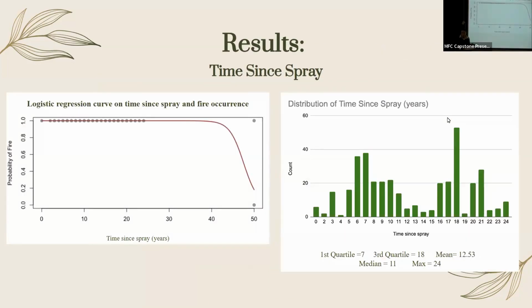I also did a logistic regression on time since spray to see if the amount of years since spray treatment affected fire occurrences. This result was not significant. The regression curve on the left here is flat, meaning that there's no clear pattern indicating that time since spray had an effect on occurrences. But it is important to note that for blocks which were sprayed and burned, the mean amount of time since spray was around 12, and the maximum amount of years was 24.